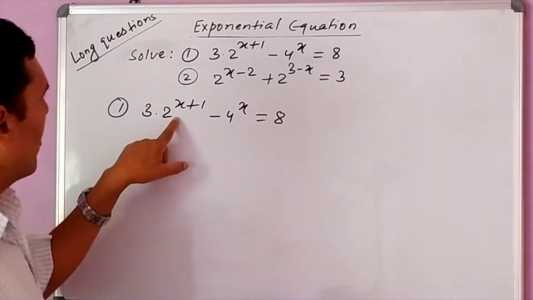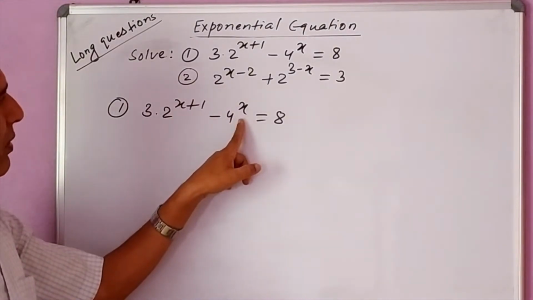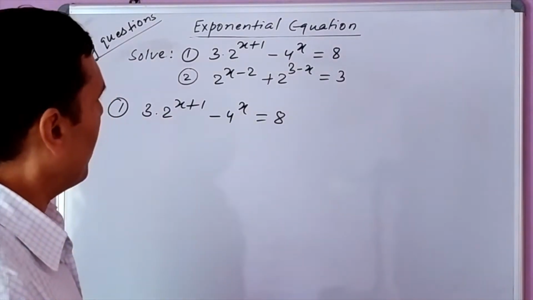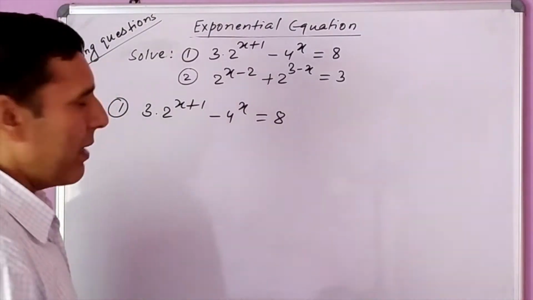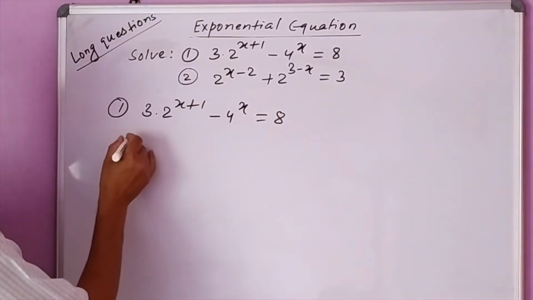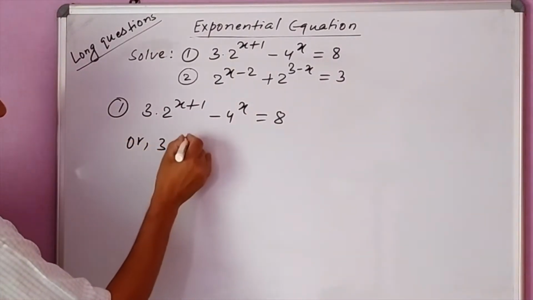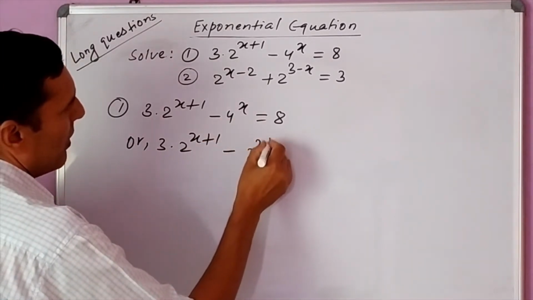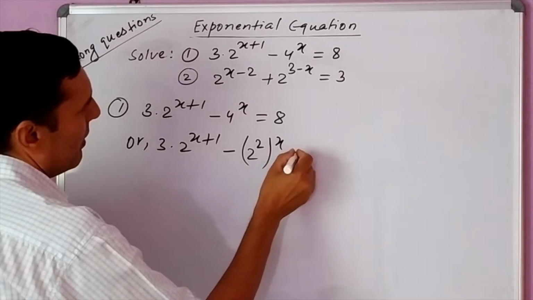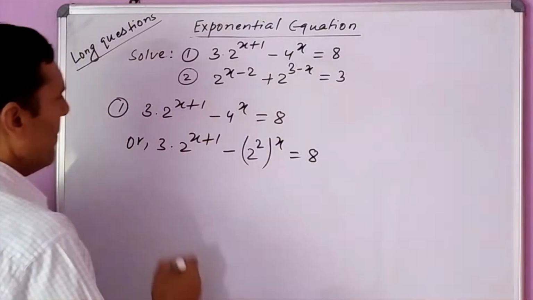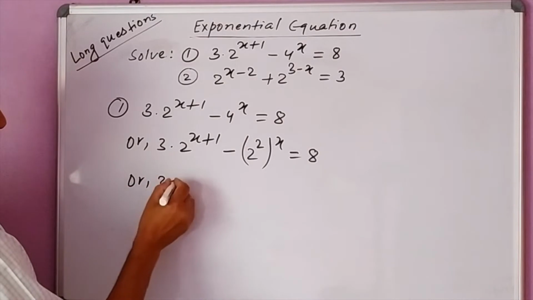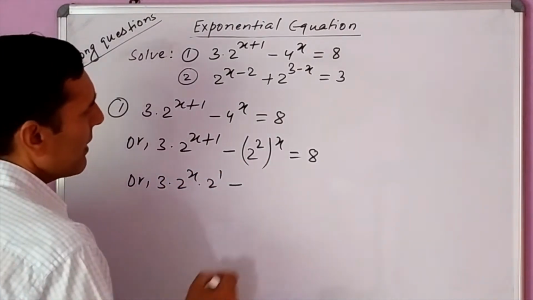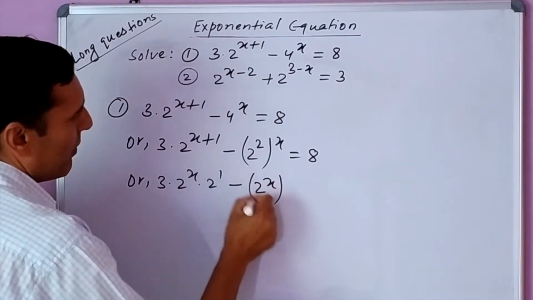Because here we have 2 to the power x, and this 4 can be written as 2 square, that is, 2 to the power x is equal to 2 to the power x to the power 2 in this way. Let's start. After doing one you will understand it. So 3 into 2 to the power x plus 1, and this 4 can be written as 2 square to the power x is equal to 8, because 4 is 2 square. It is 3 into 2 to the power x into 2 to the power 1. This can be written as 2 to the power x to the power 2.